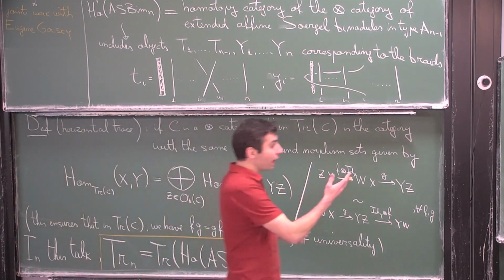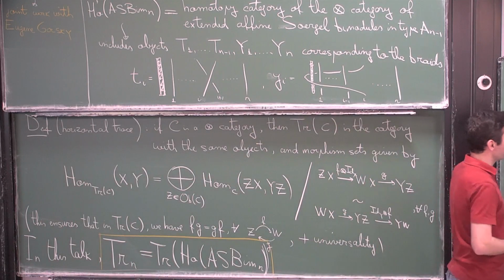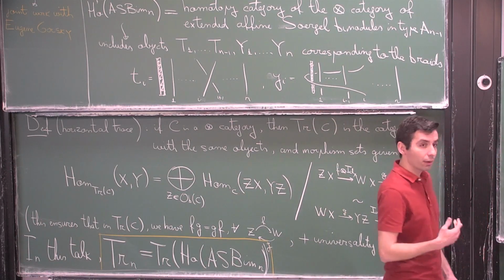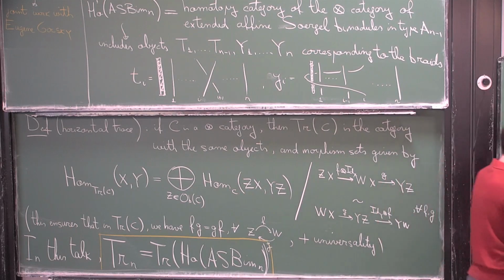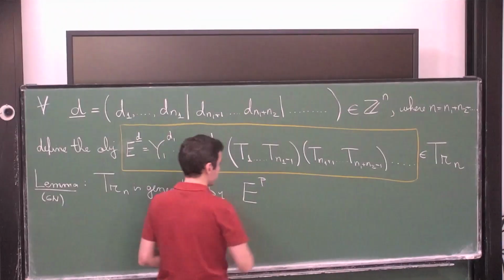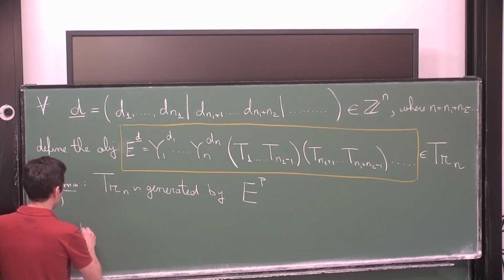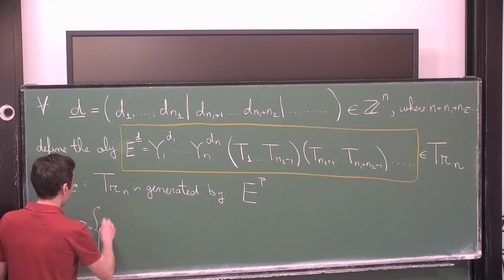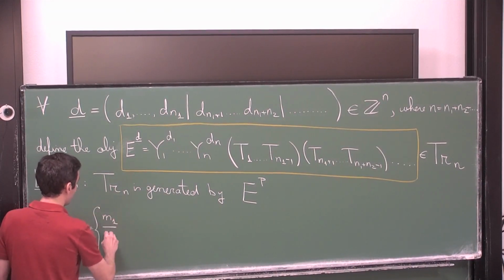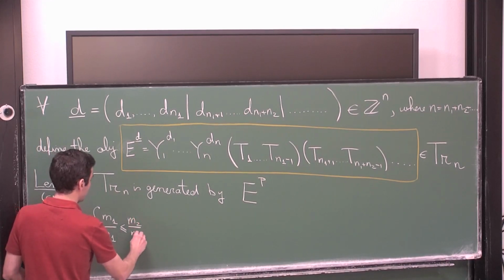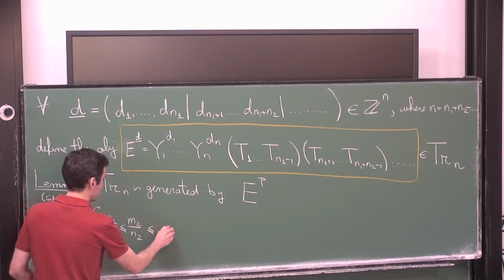So let me tell you what the trace is generated by. I said it's generated by a subset of these objects, E_d, and now I want to tell you exactly which subset and what is the combinatorics of these objects. So I will denote the generators by E_P, and now I have to tell you what P is. P runs over convex paths in half of the lattice plane. A convex path in half of a lattice plane looks like this.